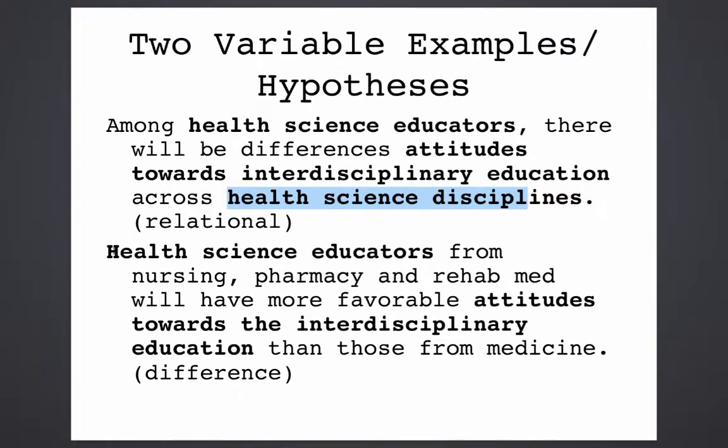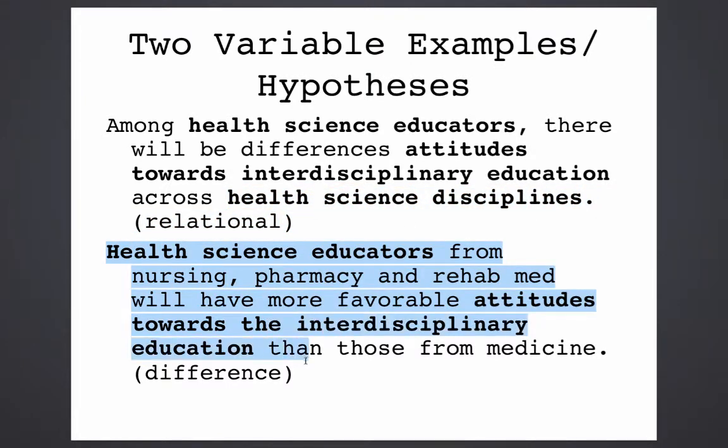Written in the difference format, it says health science educators from nursing, pharmacy, and rehab med will have more favorable attitudes towards interdisciplinary education than those from medicine. If I were to ask you to identify the variables at play, this one would be instantly identified, attitudes towards interdisciplinary education. The other variable would be harder to pull out.